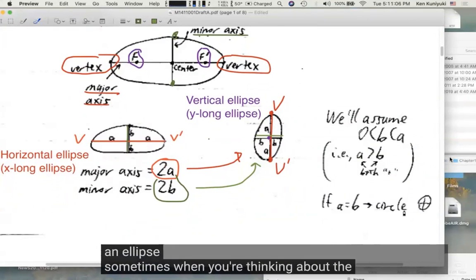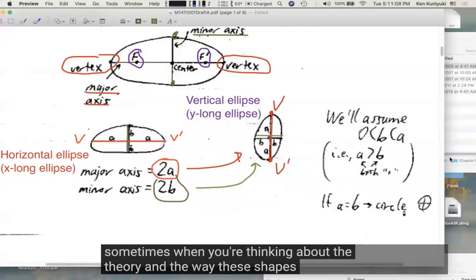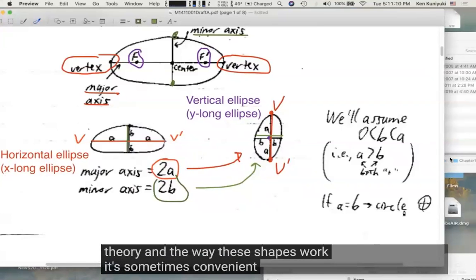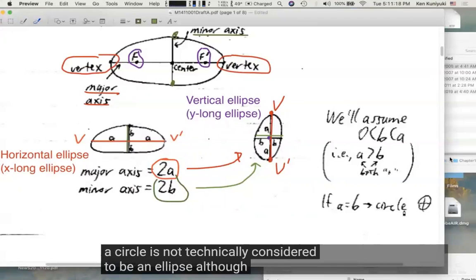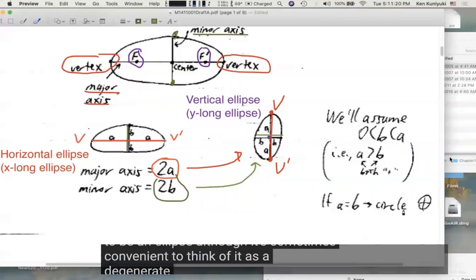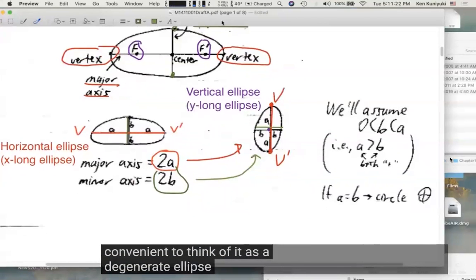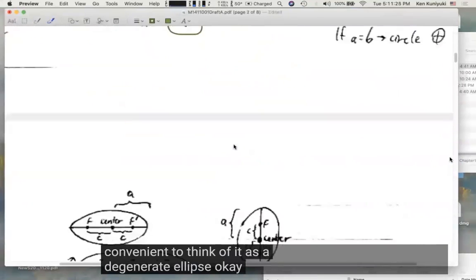Sometimes when you're thinking about the theory and the way these shapes work, it's sometimes convenient to think of a circle as like a degenerate ellipse, but a circle is not technically considered to be an ellipse, although it's sometimes convenient to think of it as a degenerate ellipse. Okay.